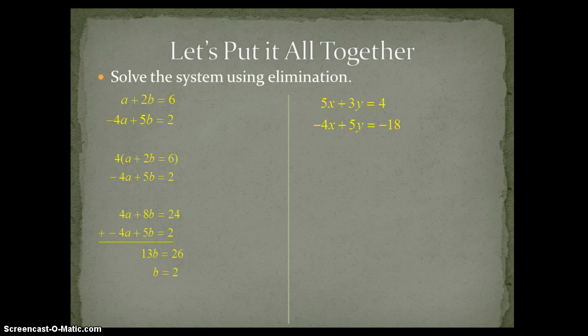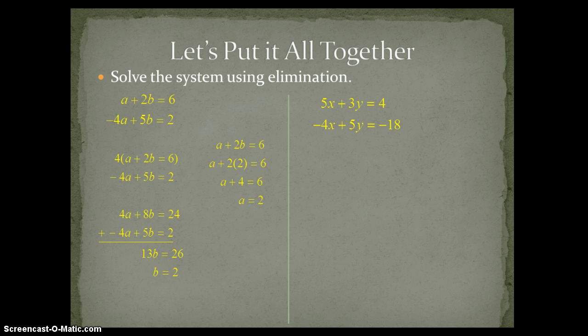So I get positive 4a plus 8b equals 24. And when I add those together, the a's cancel out and I get 13b is 26. So b equals 2. Now remember, a solution is a set of values. We need the rest of the value, or we need to solve for a. So by plugging b is 2 in my first equation, I can solve for a.